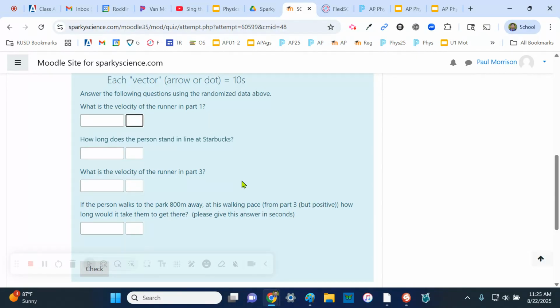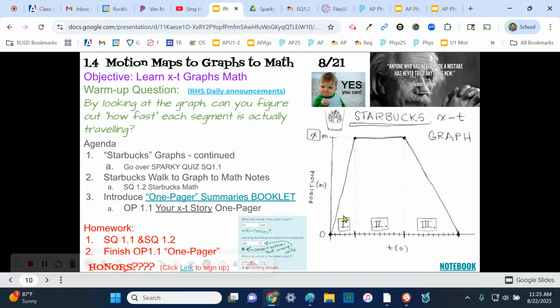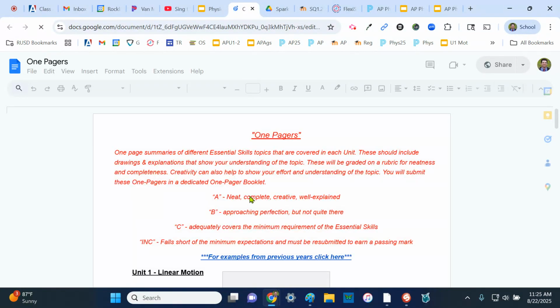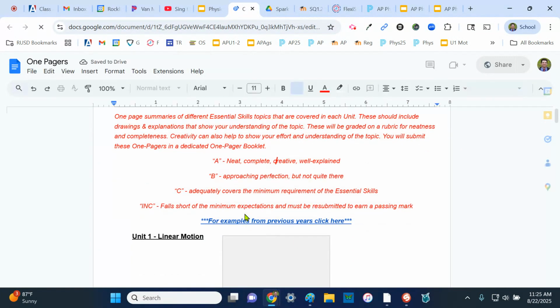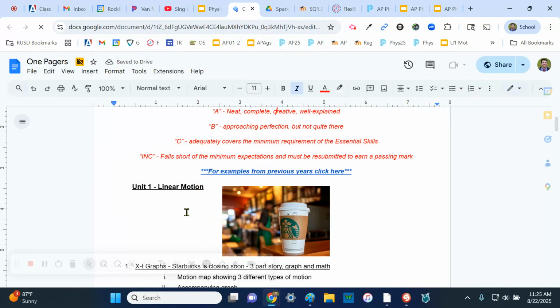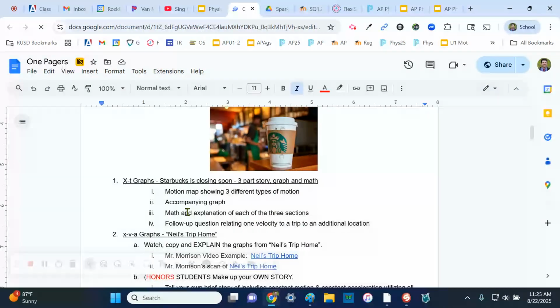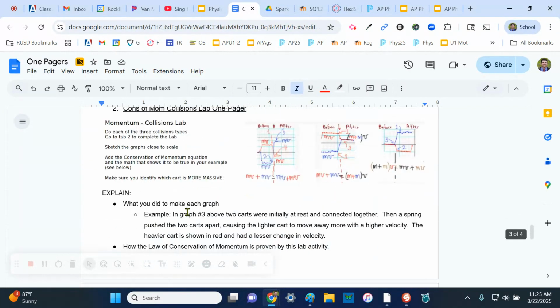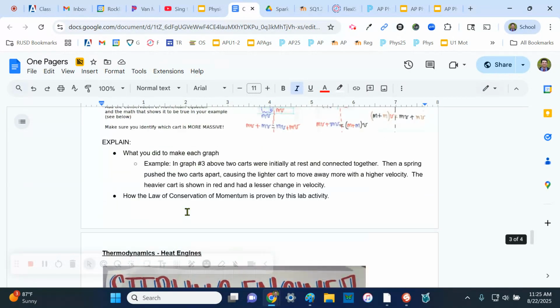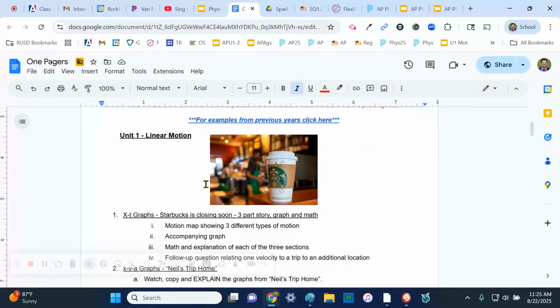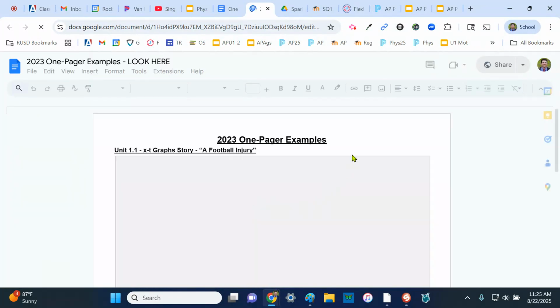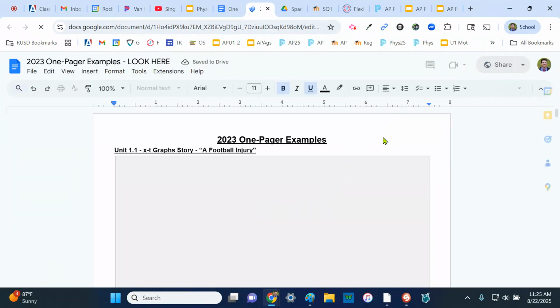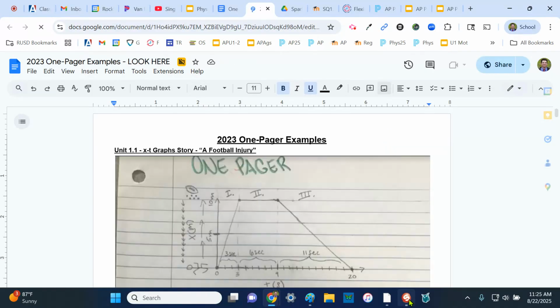There's one last thing you have. And that last thing, and some of you will finish early, is something called a one pager. A one pager is a place where it has a description here, and you're going to put a bunch of summaries in a booklet. If you look through this whole thing, this has summaries from the whole year in some examples. And if you click here, it will give you examples from previous years. So this is an example of a football player. Your one-page example is, let me just show you here real quick.